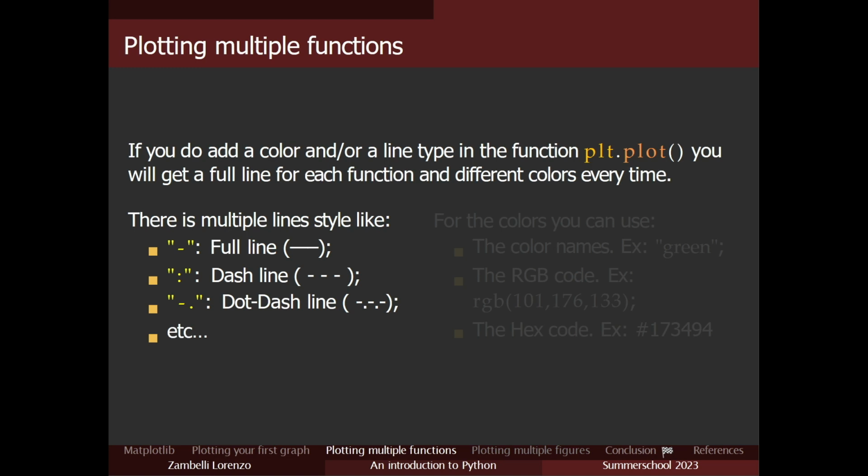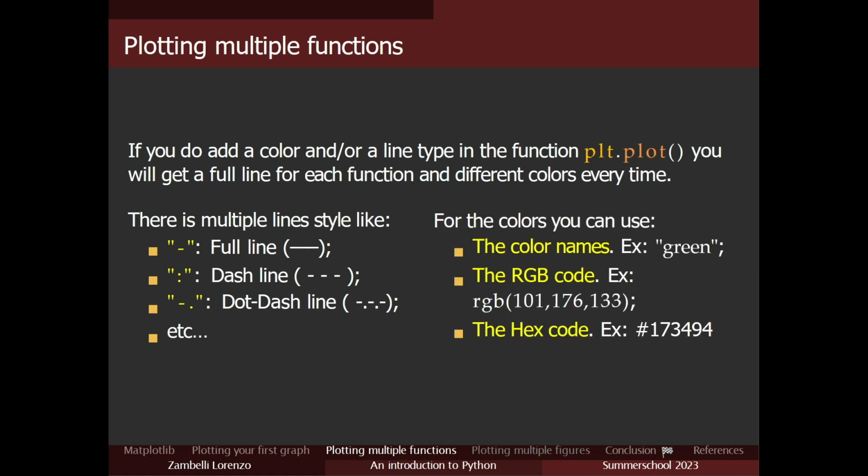Okay, when plotting multiple functions, sometimes you also want to use different lines and different colors. So for lines, you have the options that you can see: the dotted line, the dashed line, the full line, the dash-dot line. There are multiple of them. If you search for line styles, you can find a lot of different ones. You can also change the color. And for changing the color, you can use English color names, the RGB code, or the hex code, whatever you want.